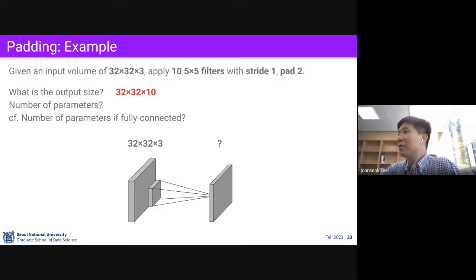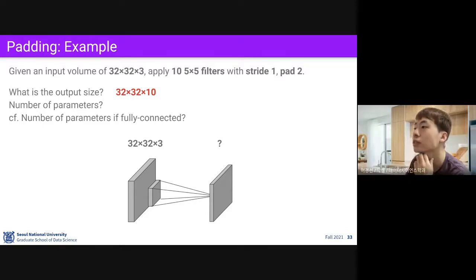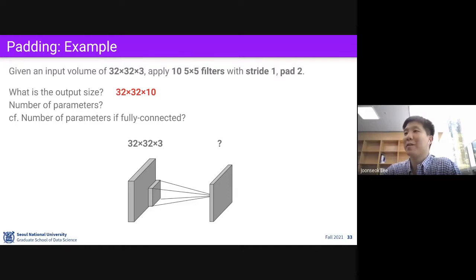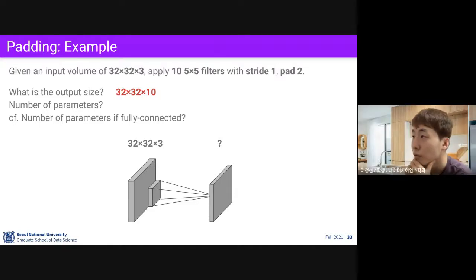And Kyungsun. Yes, Professor. What is the number of parameters we learn here? We have 10 filters, and each filter has 5 by 5 by 3 plus 1 bias. So we need 10 times 76, which is 760 parameters. Yes, that's exactly correct.